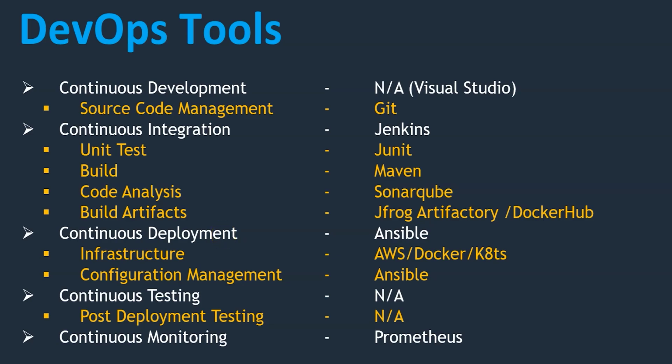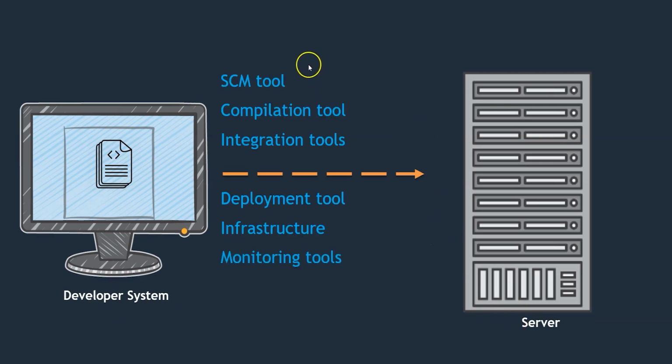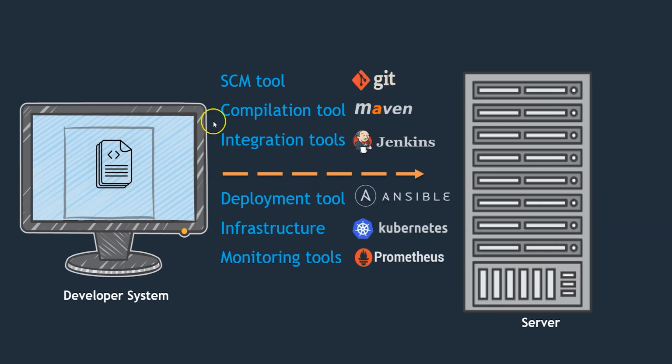At last, if we see our first diagram, this is what we have seen, right? Development system and server. Next, it involves these steps. We need a source code management tool, compilation tool, integration tool, deployment tool, infrastructure, and monitoring. Here, source code management, Git, compilation tool, Maven, integration tool, Jenkins, deployment tool, Ansible, infrastructure, AWS, Docker, and Kubernetes. I just kept Kubernetes. Then monitoring, Prometheus. This is how we can choose tools.